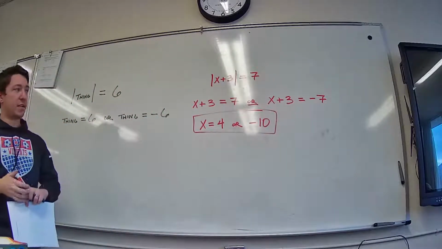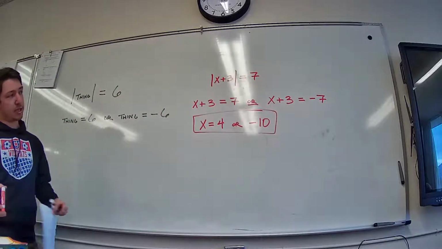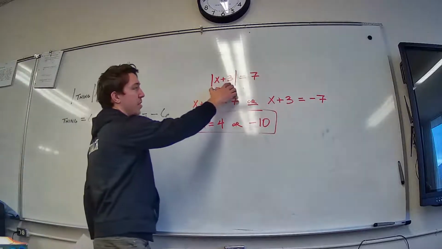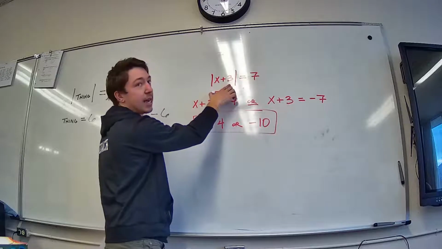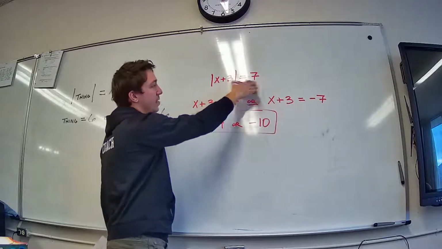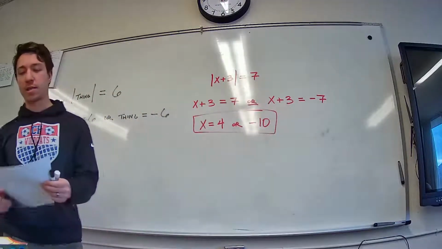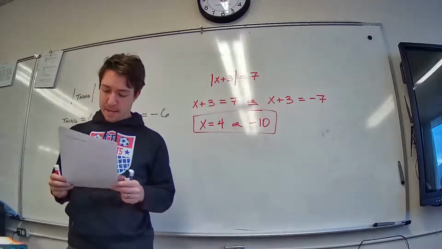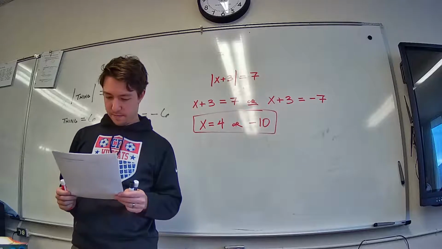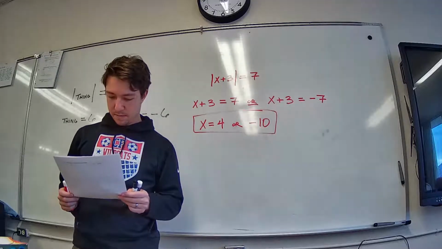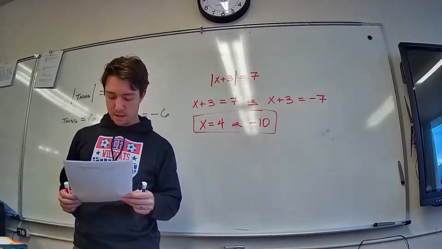And then, of course, it never hurts to plug it back in and see, does that actually make sense? 4 plus 3 makes 7, good. Negative 10 plus 3 makes negative 7, whose absolute value is actually 7. So there actually are two answers to that question. Okay.